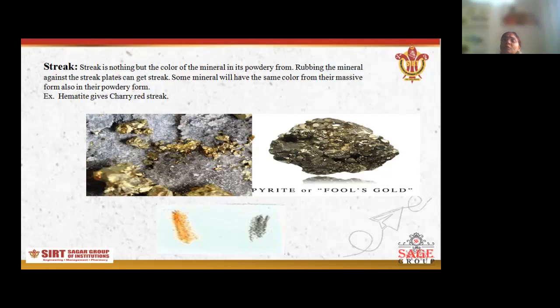Only some minerals give a different streak. Most minerals always give a white or colorless streak, but in the case of hematite, it always gives a cherry red streak. When you see hematite, it looks light reddish black, but it always gives a cherry red streak. So it is a very good identification property. By this, the mineral can be recognized in the field.